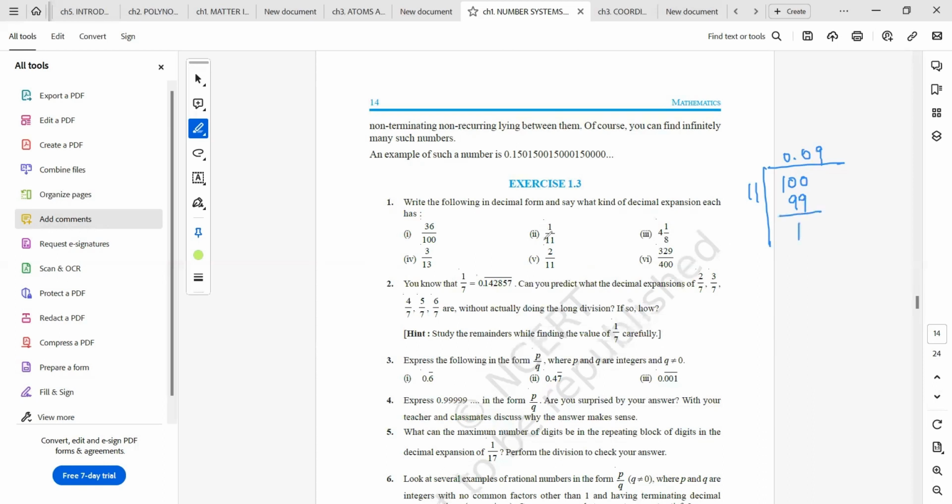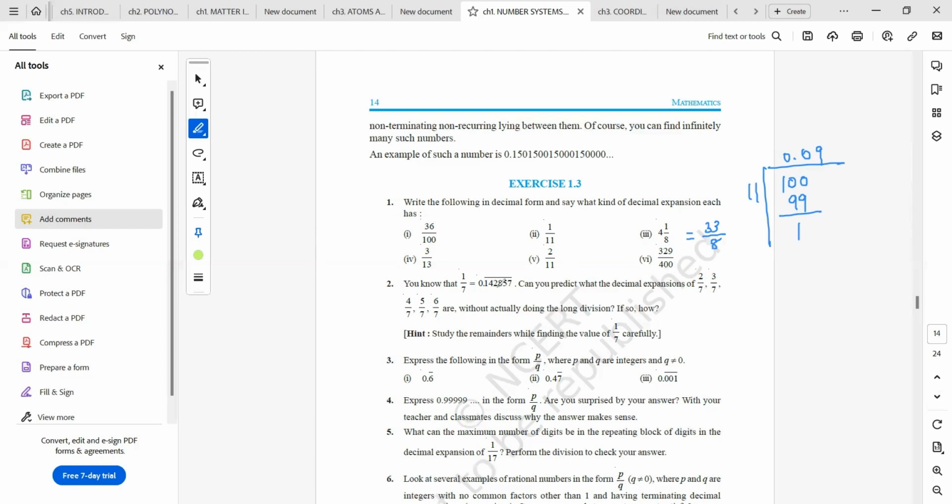Now this is 4 1/8. So first you need to make it a proper fraction. So this will be 33/8. Now you can simply divide it and you can get the value. It also applies to 3/13, 2/11, 329/400. So you just need to find out whether these are terminating, non-terminating or recurring. So you need to simply divide them. Nothing else.